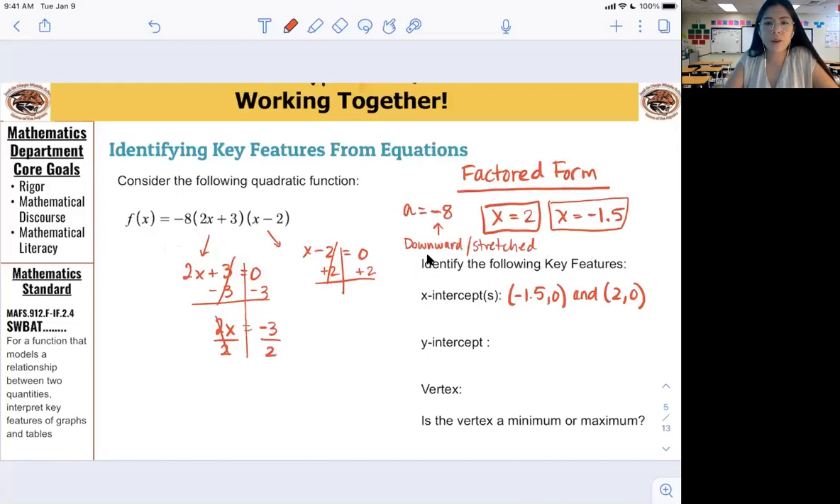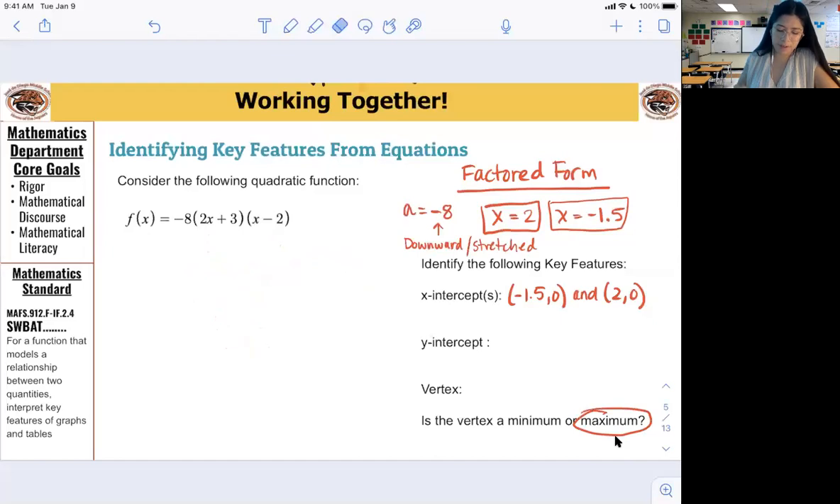Okay, so that's going to be also helpful because what does that tell me about the vertex? Minimum or maximum? Maximum. Good. All right, I'm going to erase my work over here so I can have room for what else I have to do. Because now I still need the y-intercept and I still need the vertex. So there's a couple of different ways to do this. Who can tell me one way to find the y-intercept? I'll give you a hint, it's very similar to the previous problem.